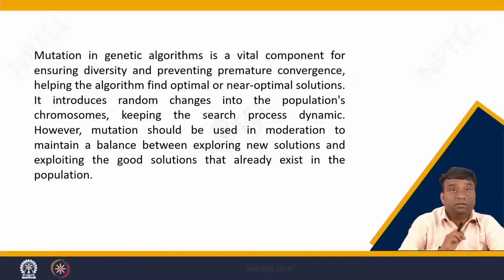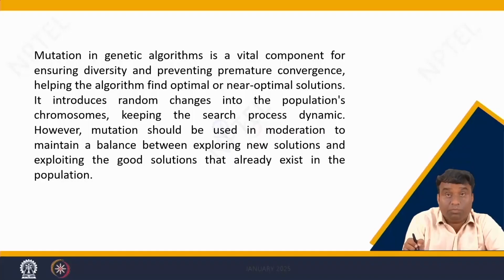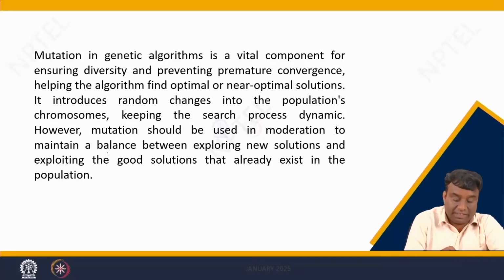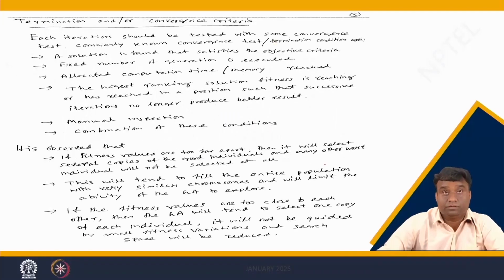Mutation in genetic algorithm is a vital component for ensuring diversity and preventing premature convergence, helping the algorithm to find optimal or near optimal solutions. It introduces random changes into the population's chromosomes, keeping the search space dynamic. However, mutation should be used in moderation to maintain a balance between exploring new solutions and exploiting the good solutions that already exist in the population.